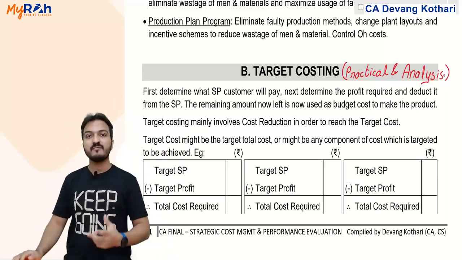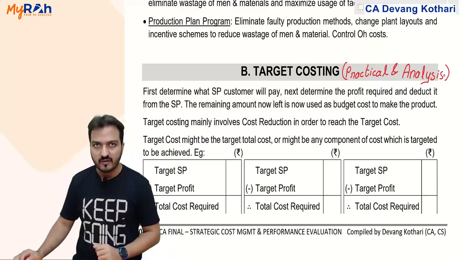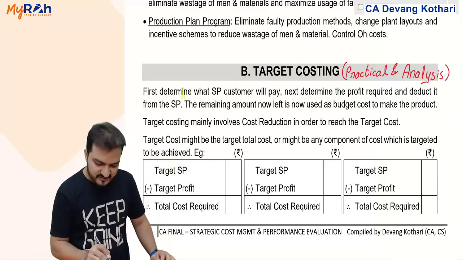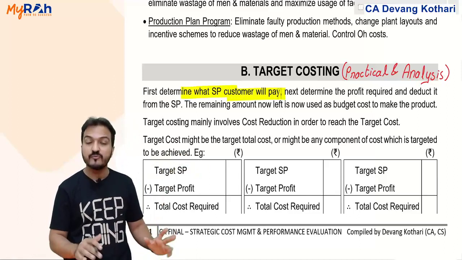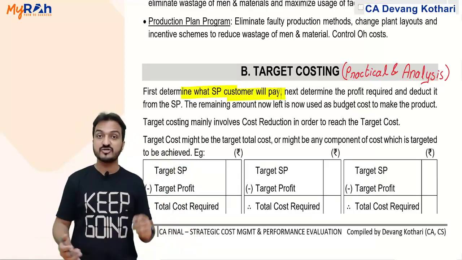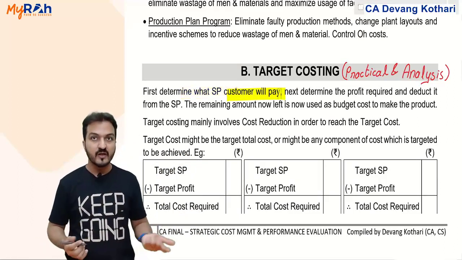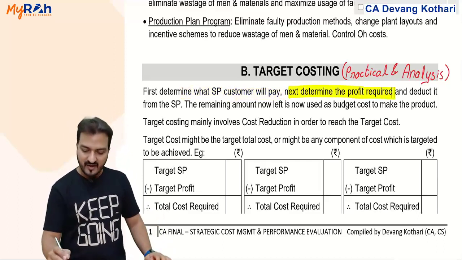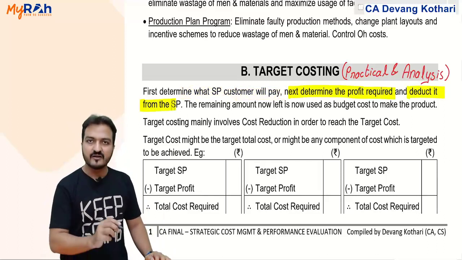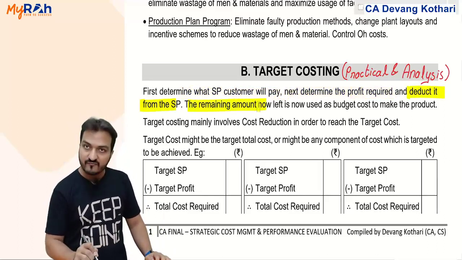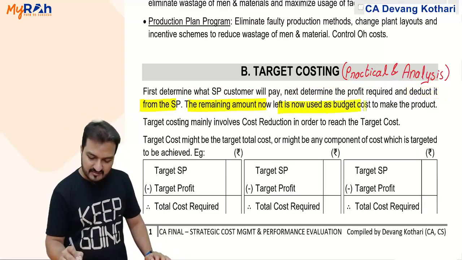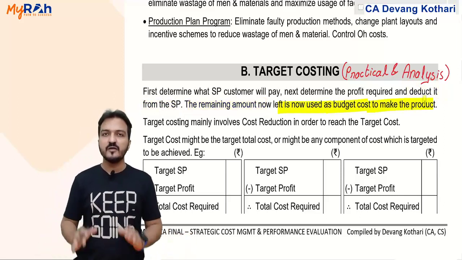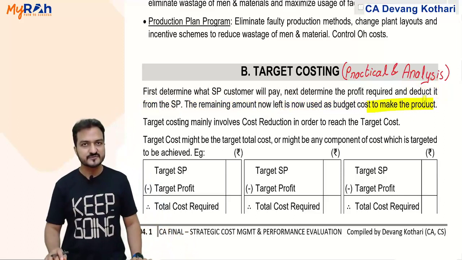If I have to keep my selling price similar to that of my competitor, what I do is first determine the selling price that the customer would be ready to pay based on the competition, based on other options that are available. Next, determine the profit that I require and deduct that profit from the selling price. The remaining amount now left is used as a budgeted cost to make the product. This remaining amount is called my target cost.